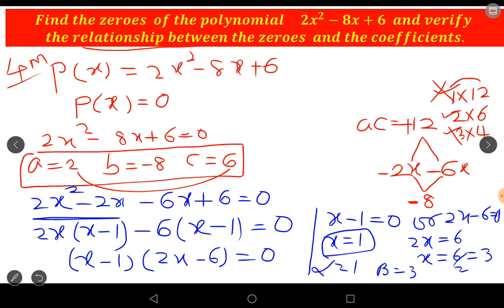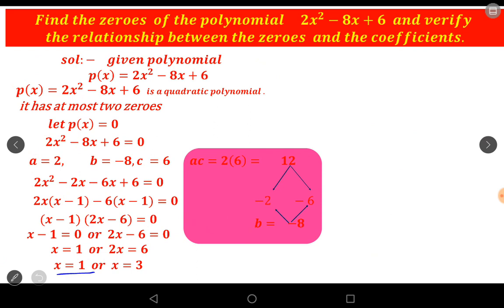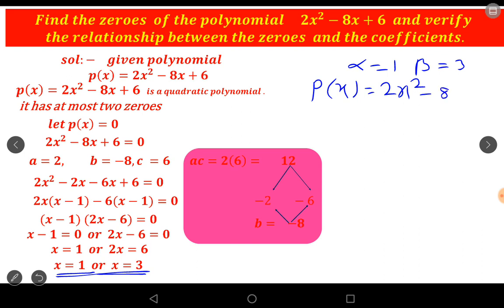Okay, complete this one. Here only 2 marks. Another one, relation between zeros and coefficients. Okay, next. Here x is equal to 1, x is equal to 3. These two are the zeros of the polynomial. So write down alpha is equal to 1, beta is equal to 3. Next one, write again the polynomial. P of x is equal to 2x square minus 8x plus 6. Next one, write the coefficients. A equal to 2, B equal to minus 8, C is equal to 6.